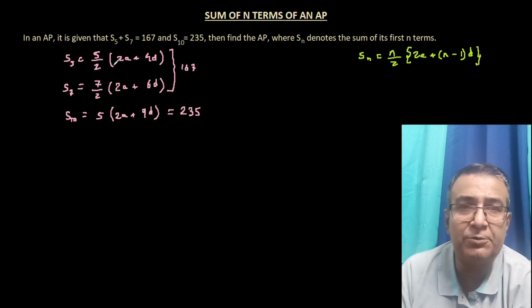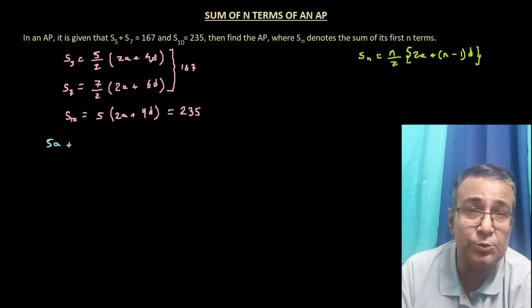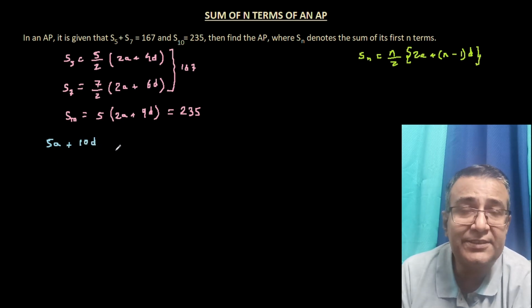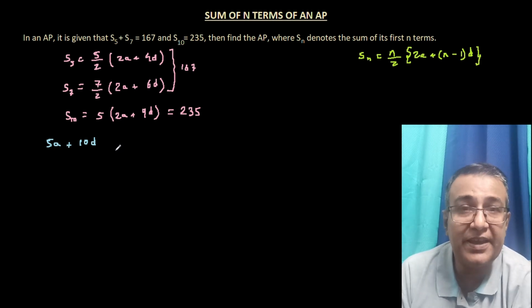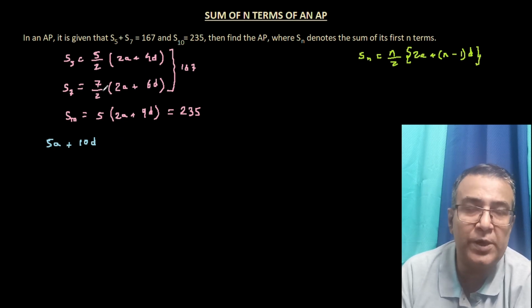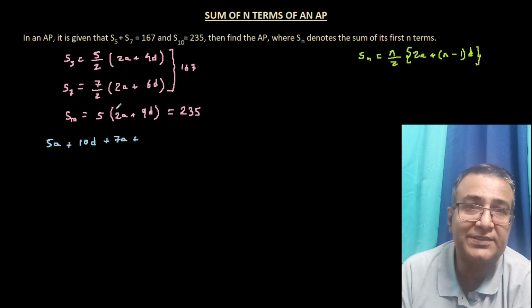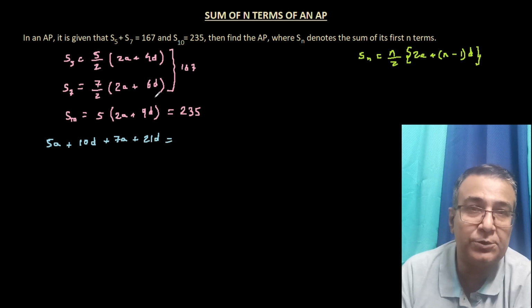So let me multiply 5 over 2 inside the brackets. So 5 over 2 times 2a, the 2 gets cancelled, so we are left with 5a, and 5 over 2 times 4d, so 2 times 2 is 4, so 5 times 2 will give us 10d. And since the sum of S5 and S7 is equal to 167, let me add the S7 also to this. So when we simplify that, 7 over 2 times 2a, again the 2's get cancelled, we are left with 7a, and 7 over 2 times 6d, so 2 times 3 is 6, so 7 times 3 is 21, so 21d.